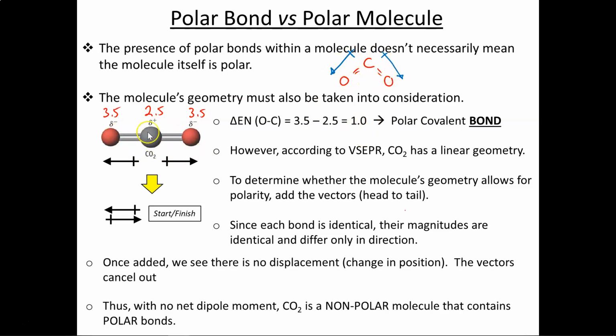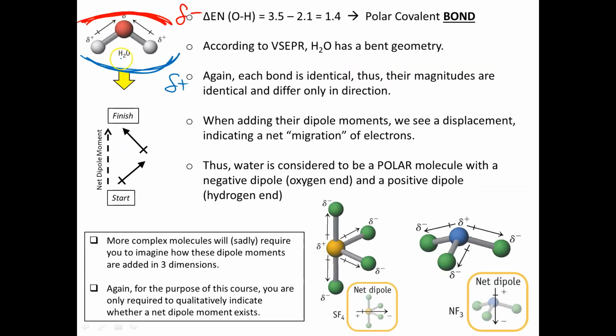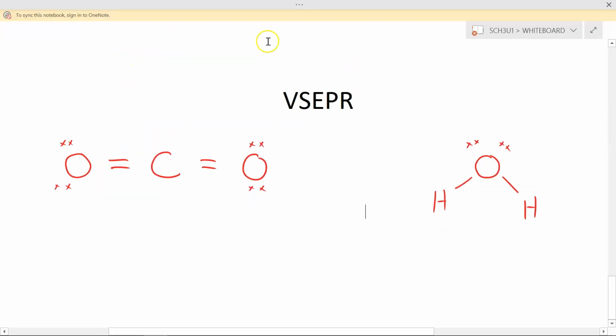But that's because carbon dioxide has a linear shape while water has a bent shape. In grade 12, you'll learn something called VSEPR theory, valence shell electron pair repulsion. It essentially states that valence shell electron pairs will repel each other, and the shape of the molecule is the one that has the least amount of repulsion.